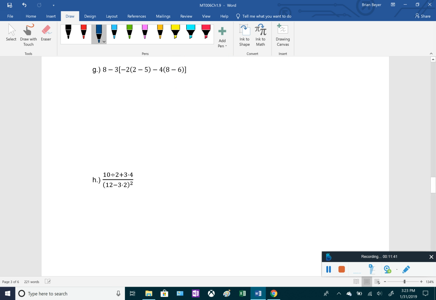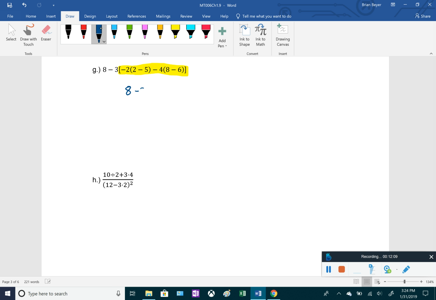Okay, next one. 8 minus 3, and then we have brackets here. Brackets are the same as parentheses. We just use them when we have parentheses within parentheses, so we don't get confused, so we can match up which one belongs to its corresponding other parenthesis. So I'm gonna do this bracket first. I'm gonna go inside this bracket.